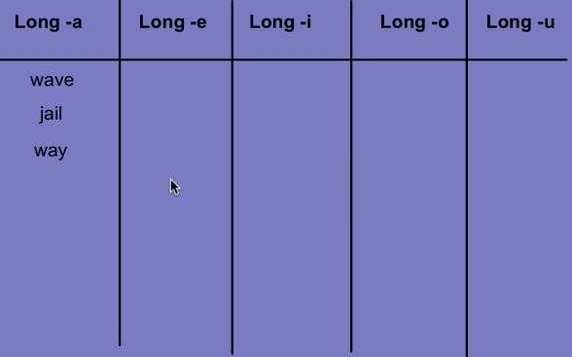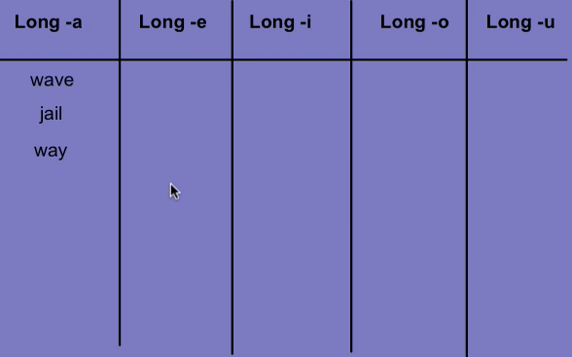Now we're going to go in the long E column. I want you to find the words that you think belong in long E. Remember, this is a review, so we've already gone over this. So find the words that you know that allow E to say its name. I'll give you a hint. There are 5. Pause me, try to find them, and come back when you're ready.